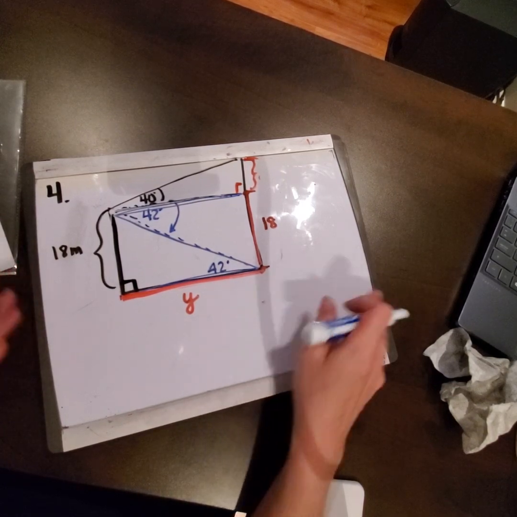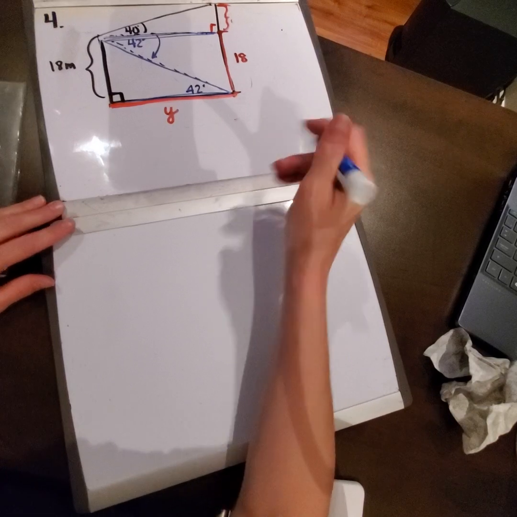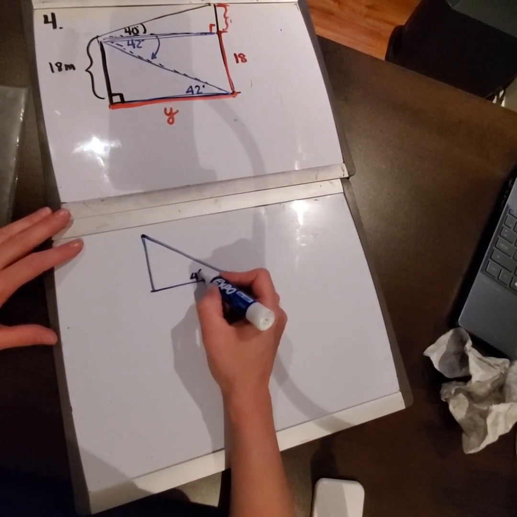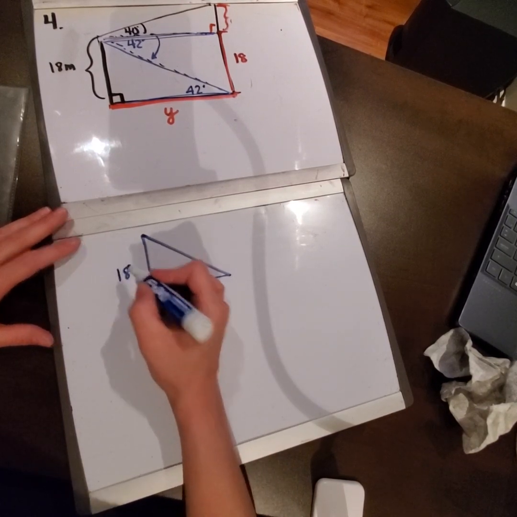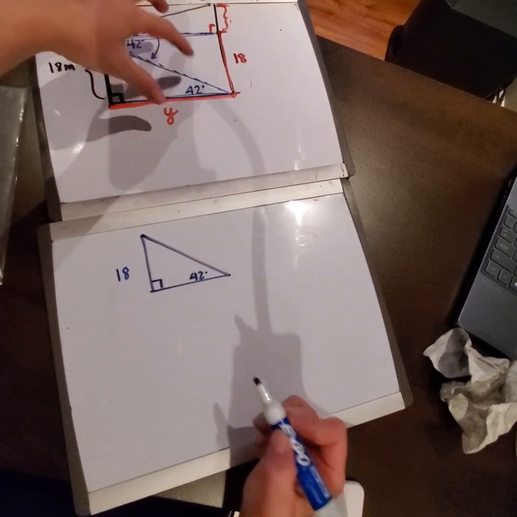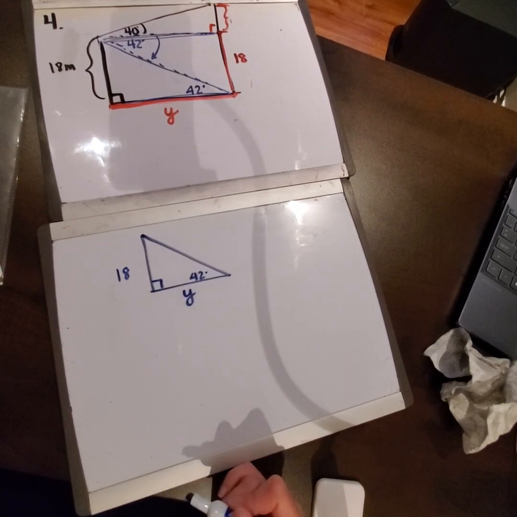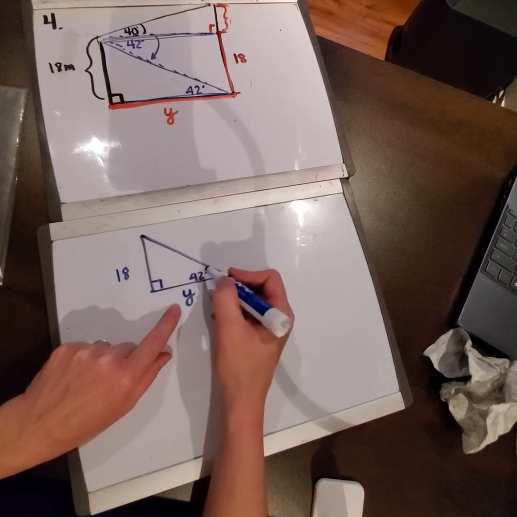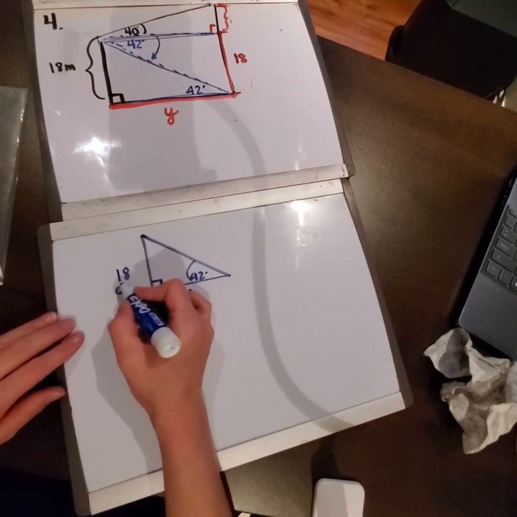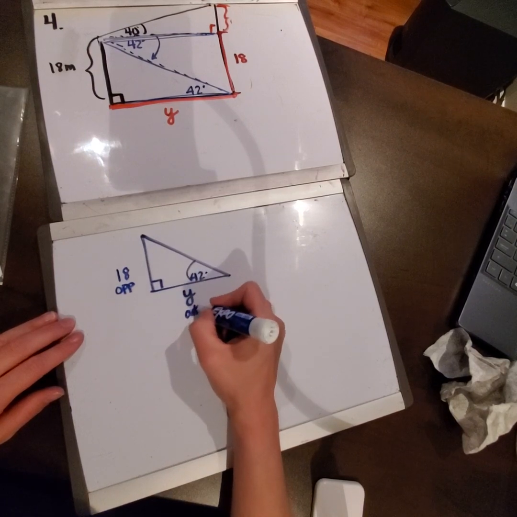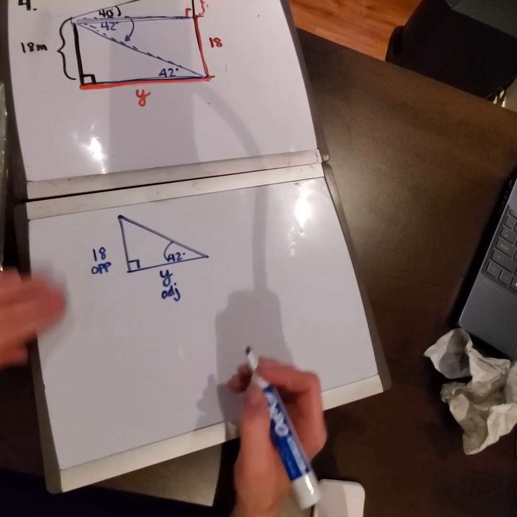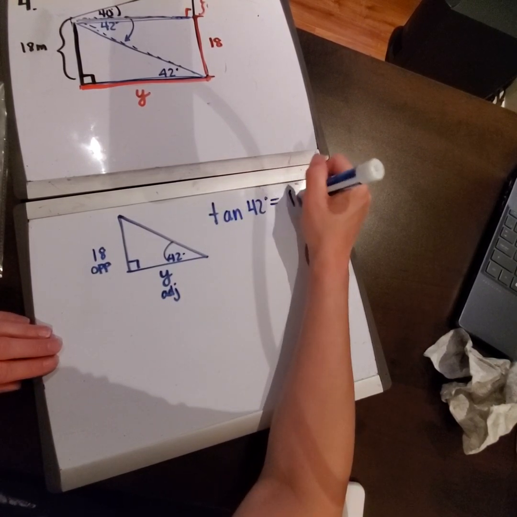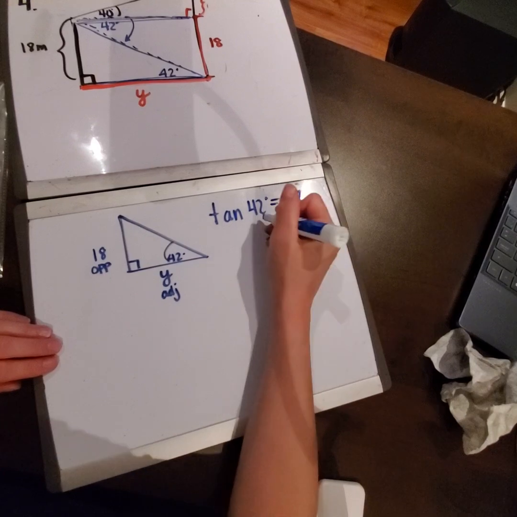Now I'm going to take that bottom diagram and reproduce it so that it's less confusing. So I know that this angle is 42 and this is 18. I'm just removing this triangle from the diagram to simplify what's going on. I need to solve for this. That's my angle, which makes this my opposite, and this is the adjacent. And which trigonometric ratio has opposite and adjacent in it? The tangent. So the tangent of 42 is equal to 18 over little y.